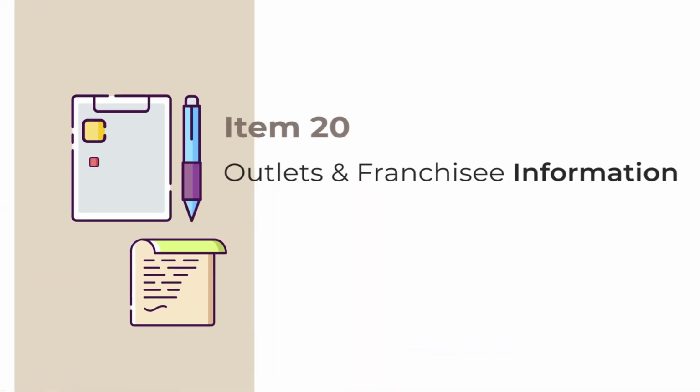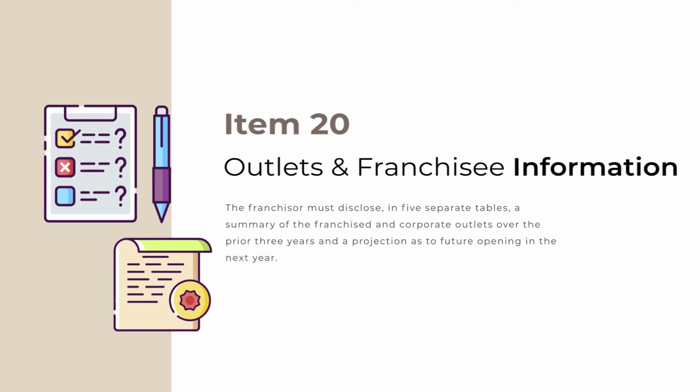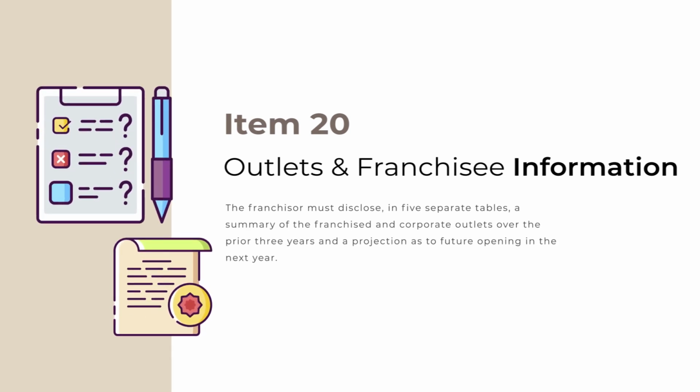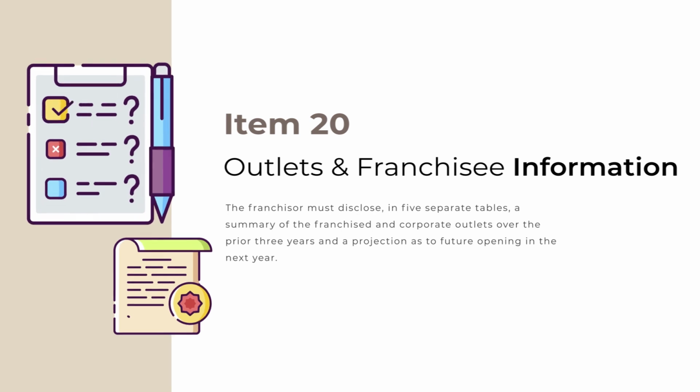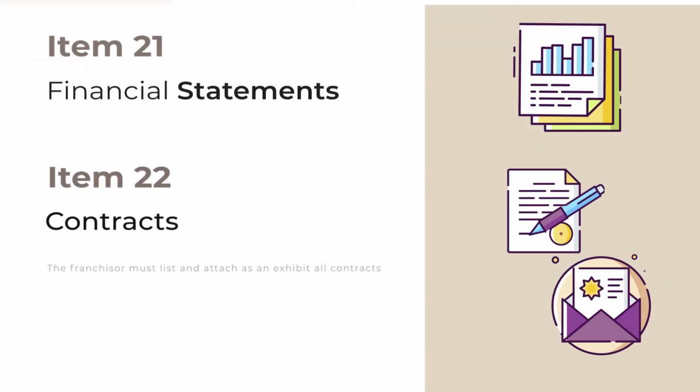Item 20 is list of outlets and franchisee information. This is really key because it'll show you in the past 3 years how many franchises were opened, transferred, or closed. We want to see steady growth, and we don't really want to see a lot of retraction, terminations, and closures. So item 21 is financial statements.